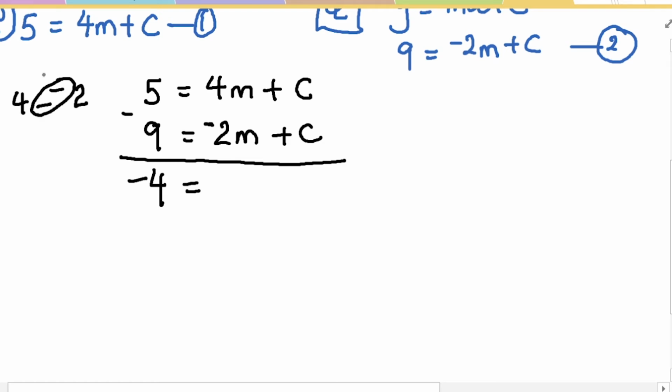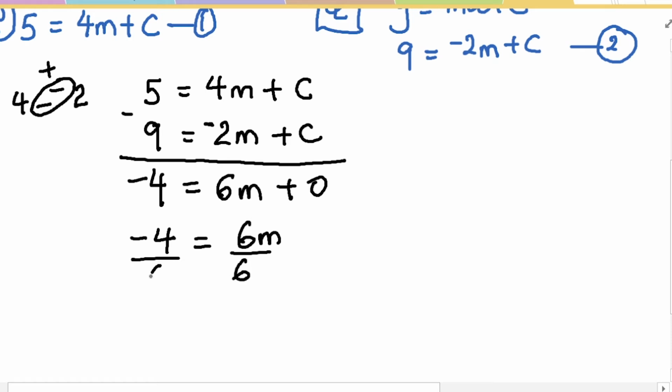-4 is going to be equal to 4 minus -2, which ends up being a plus. So it's more like 4 plus 2, which is 6, so positive 6m. Then c minus c is 0, so you can just say plus 0. So 6m is going to give us -4. Divide both sides by 6, so that the 6 and that 6 cancel out, and -4 over 6 reduces by 2 to -2/3. So what we have here as our value of m is -2/3.